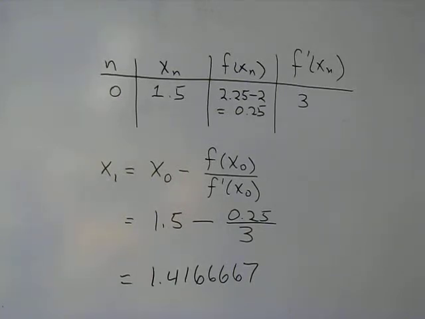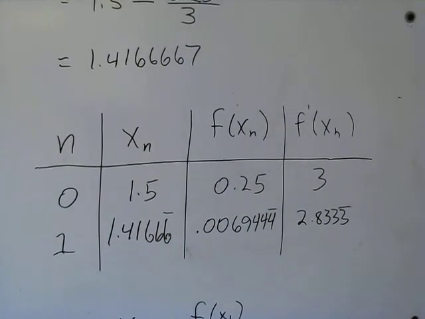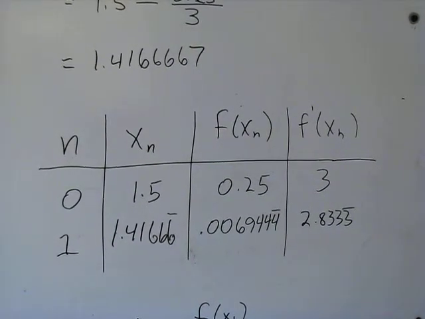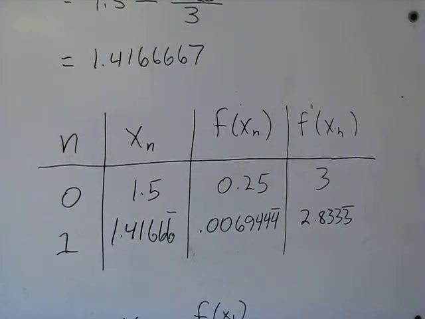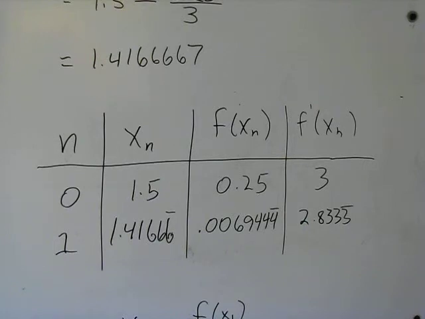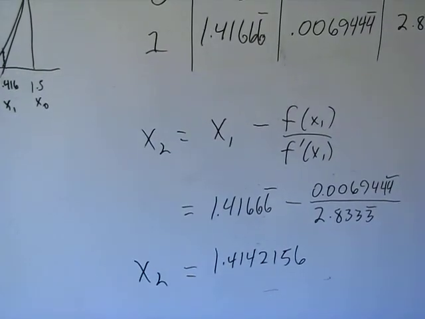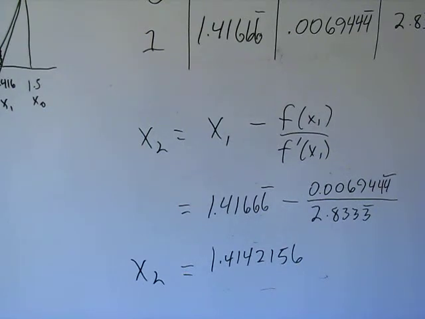So what we do now, we start with x1, and we do the same thing. We use x1 as our point of tangency, and we calculate the x-intercept for that tangent line. So here's our table of values. We have x1 is 1.41666, and so on. F of x1, when we calculate that out, we get 0.006944. And f prime of x1 is 2.8333, and so on.